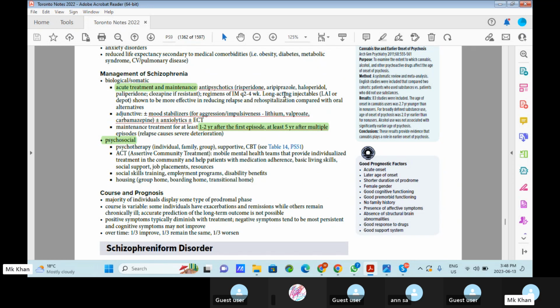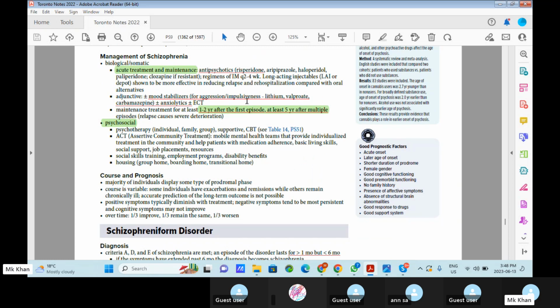And then there are IM and long-acting injectables, different kinds available. And if a mood disorder is also present, then mood stabilizers can be given. The first line is lithium, then valproate, carbamazepine, anxiolytics, and ECT as the final one. And then maintenance treatment for at least 1 to 2 years after the first episode, and at least 5 years after multiple episodes. So if there are multiple episodes, then 5 years, and if it's only the first episode, then 1 to 2 years.